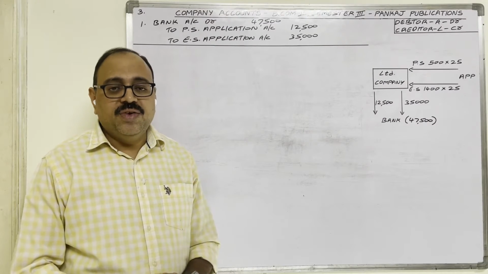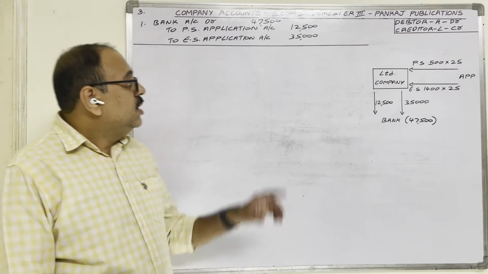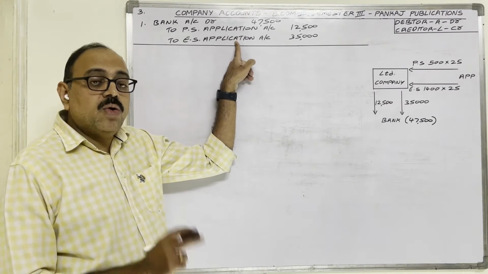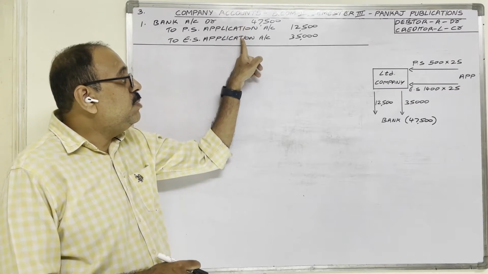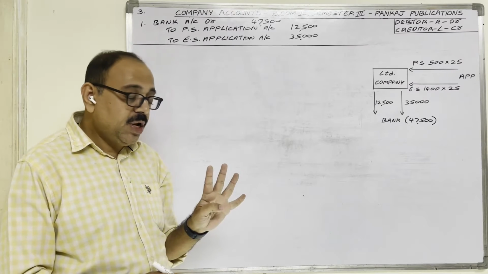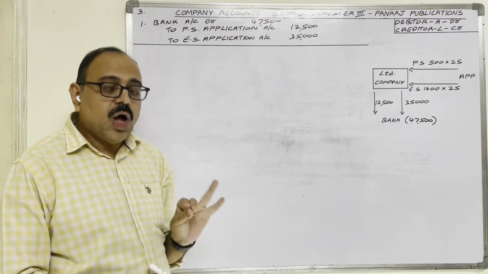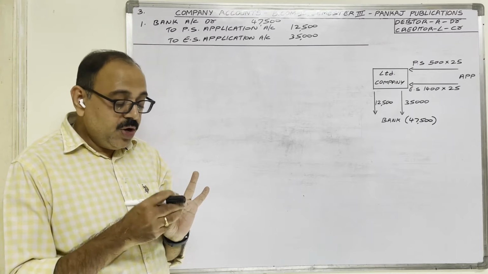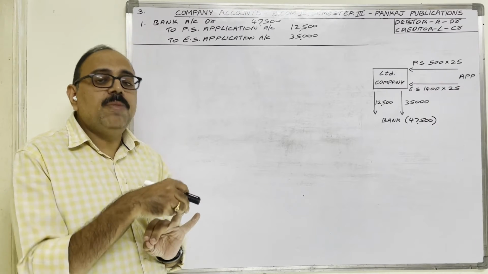Now come to second entry. Second entry is these two accounts we have to close by transferring their balances to share capital account. Because application money, allotment money, call money, finally we have to show in the form of share capital only.